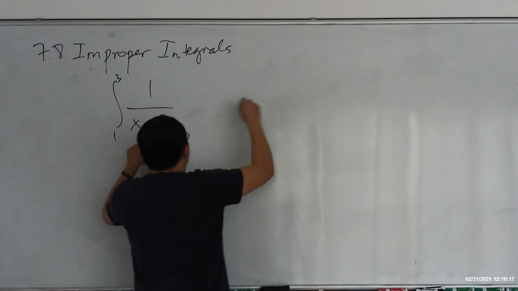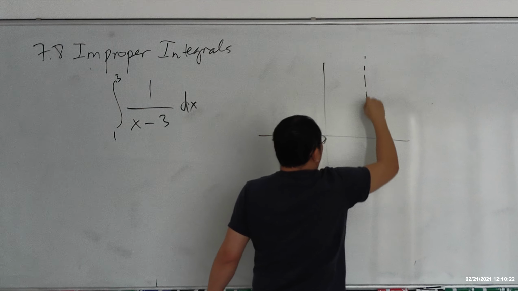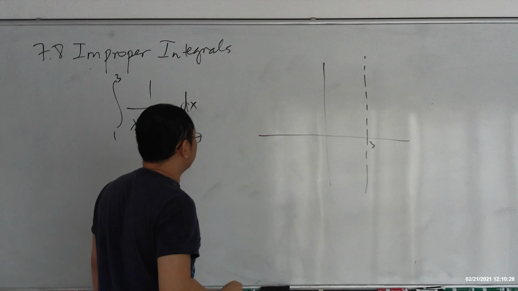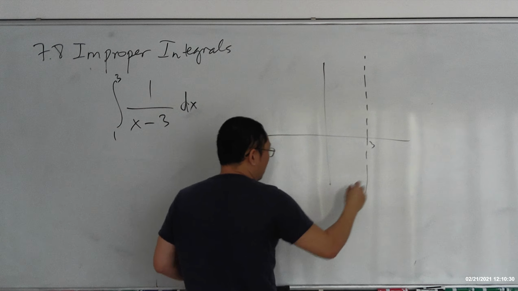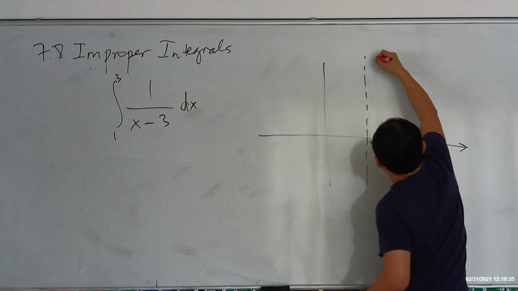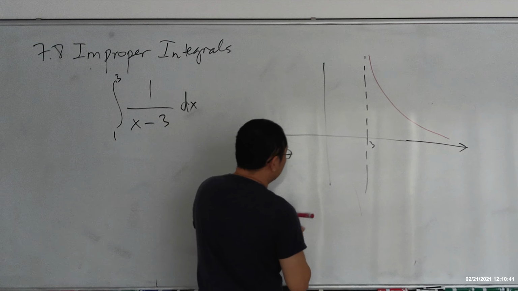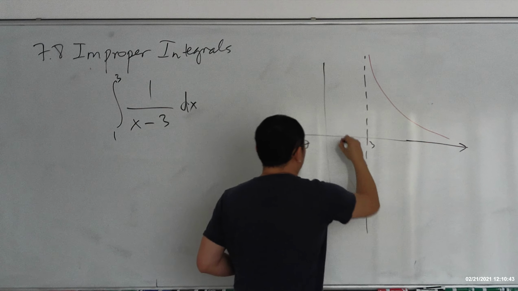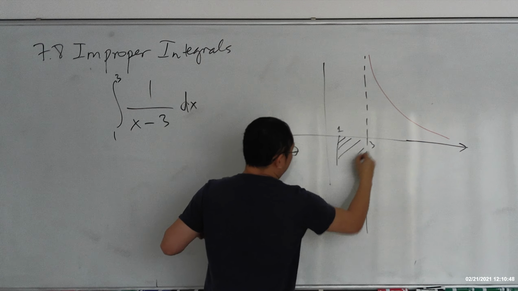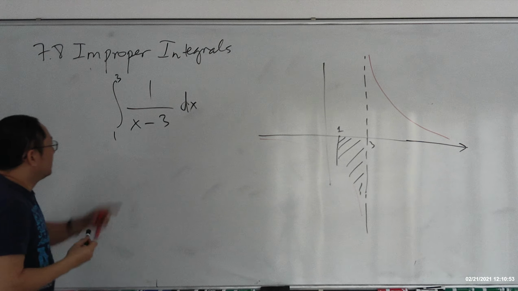So let me graph this. This is a hyperbola. This is the vertical line of the function, 3 right here. I'll use a different color so it stands out. The graph will look like this. And this is 1 right here. So for the integral from 1 to 3, you are looking for this area. And this is the vertical asymptote. You see the area right here keeps going forever. So how do you calculate this?